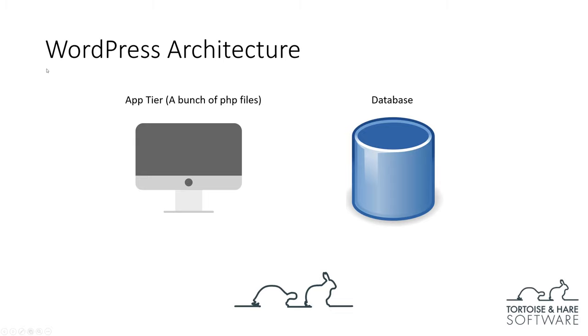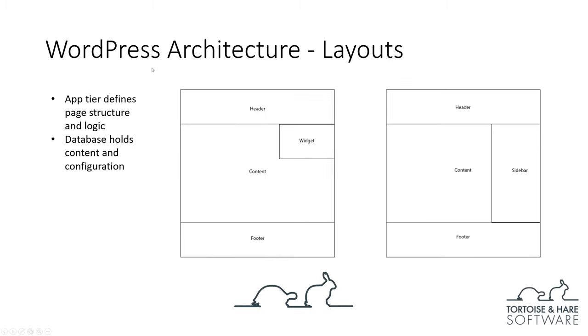The WordPress architecture, from a software high-level perspective, is pretty simple. There's an app tier, which is just a fancy way of saying it's a bunch of PHP files, and behind it there's a database. This app tier has all the business logic, but it also defines page structure and the logic for creating the web pages and making the WordPress application. The database is actually going to hold the content and configuration of your unique WordPress installation.